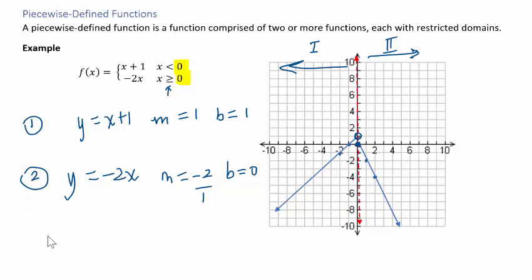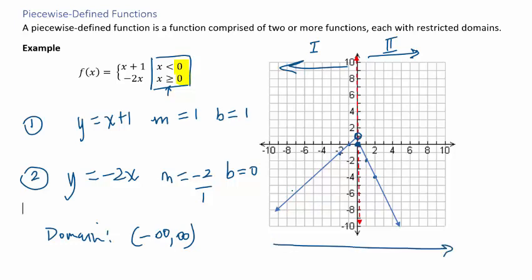And lastly, if we're asked to write the domain of the entire function, we can look at one of two things. We can refer back to the restricted domains that were given, and we see that all real numbers were accounted for. So the domain is from negative infinity to infinity. The other option is to look at the graph and go from left to right and ensure that your hand or ruler passes through a point in all places, which it does, and therefore we would say the domain is all real numbers.